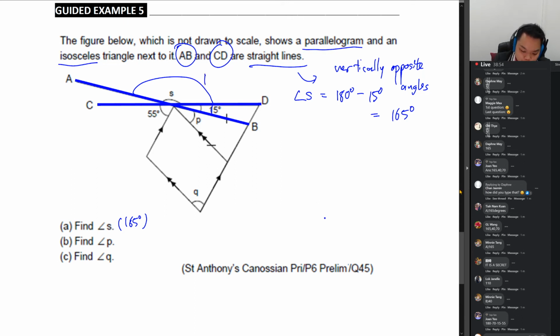Okay, let's just list out what we know first. It's 165 degrees. This guy here will also be 15 degrees. Correct. So, what are you going to do next? 180 minus 70 minus... Okay, so where do you get the 70 from?